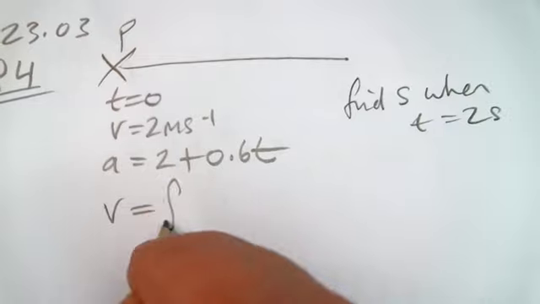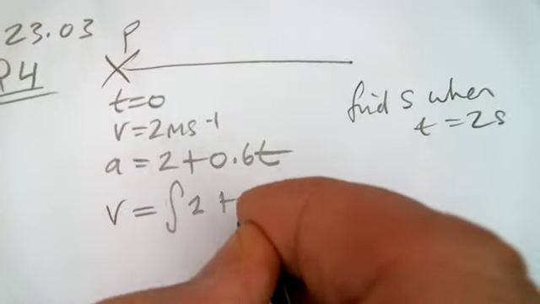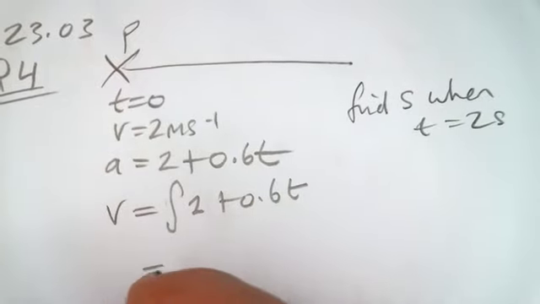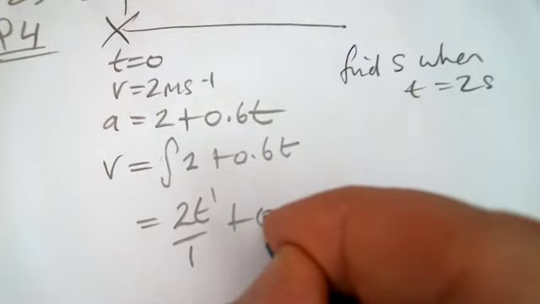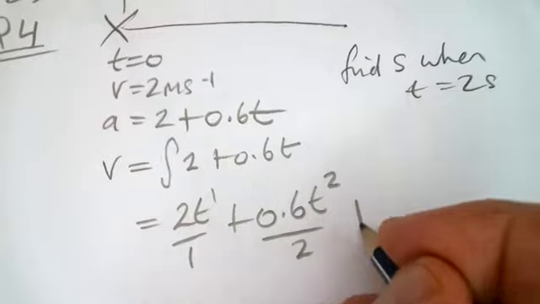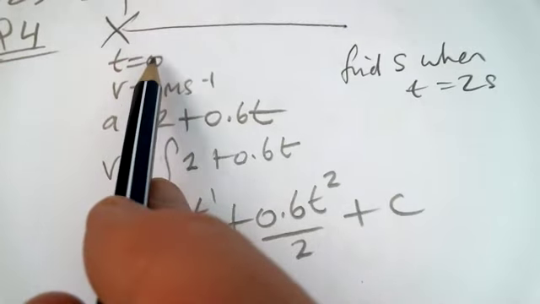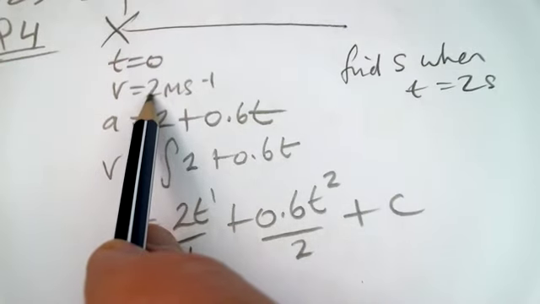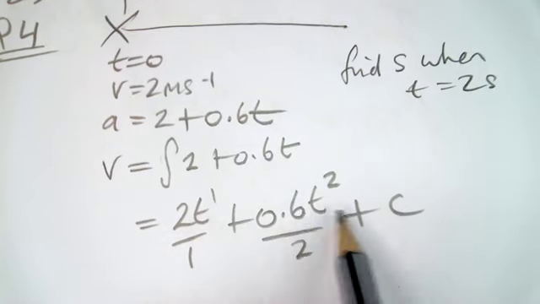So velocity is going to equal the integral of this, which is the integral of 2 plus 0.6t, which equals, I'm going to increase the power of t by 1, and divide by the new power. I'm going to add a c component to the end. Now here we're told, by the way, at t equals 0, velocity is 2. So if I was to put a 0 in here, this would all equal 2. So let's make sure that's true.